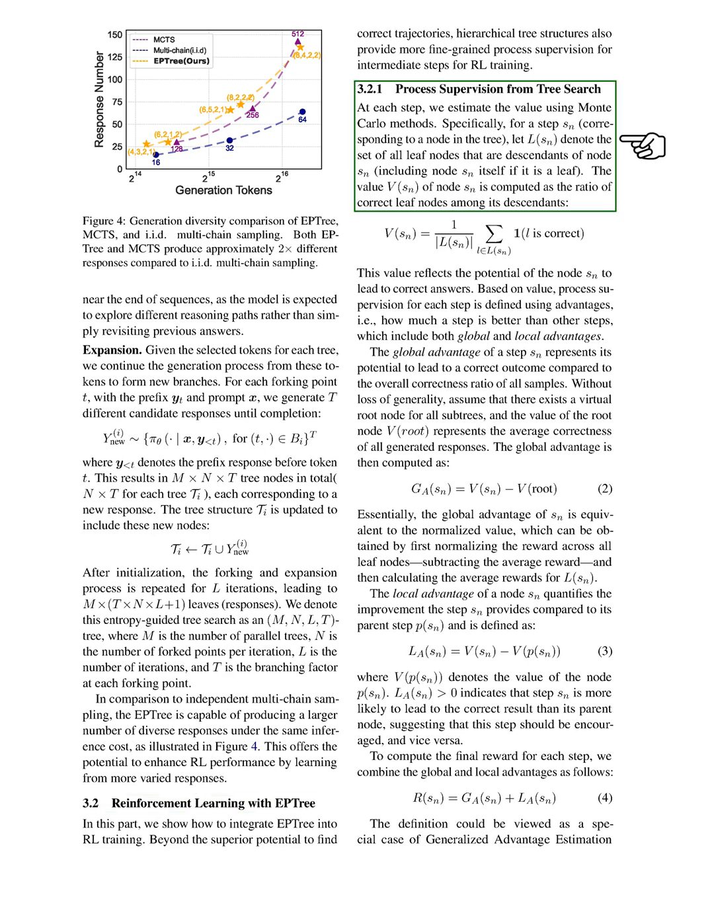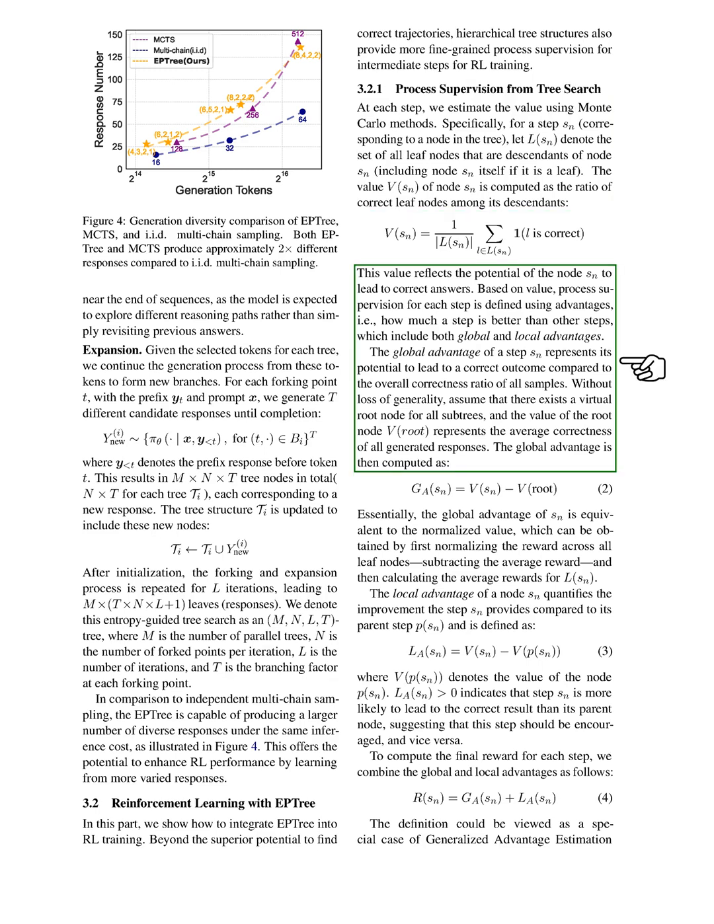For process supervision, we estimate the value at each step using Monte Carlo methods. For a specific step, we identify all leaf nodes that descend from it, including the step itself if it is a leaf. The value of this step is calculated as the proportion of correct leaf nodes among its descendants. This value indicates how likely the step is to lead to correct outcomes.